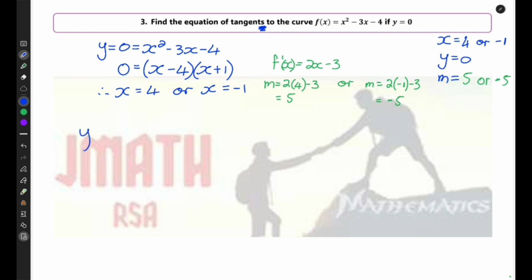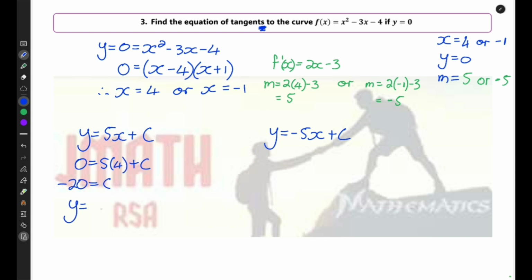And that would mean I have two completely different tangent equations as well. So for the one, y is equal to 5x plus c. I'm going to sub in the x and y there. And then for the other one, y is equal to minus 5x plus c. For my first case, I said x is 4 if y is 0. So I'm going to say 0 is equal to 5 times 4 plus c. And therefore c is minus 20.